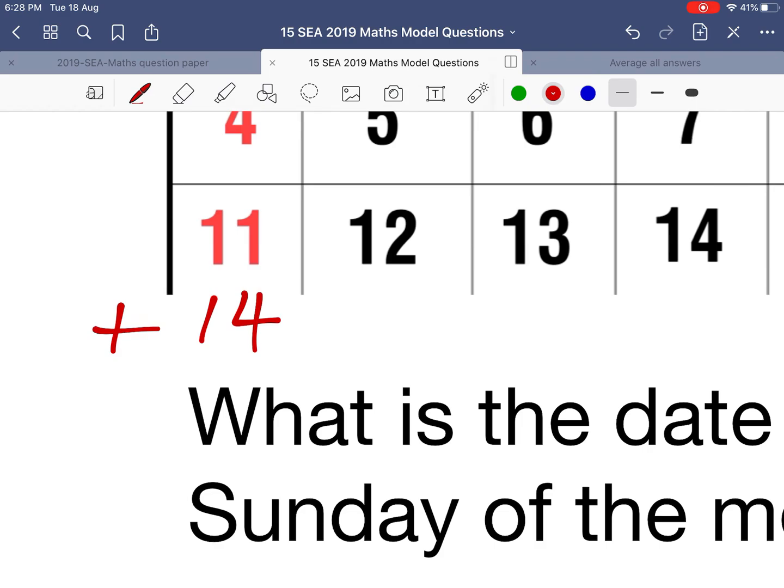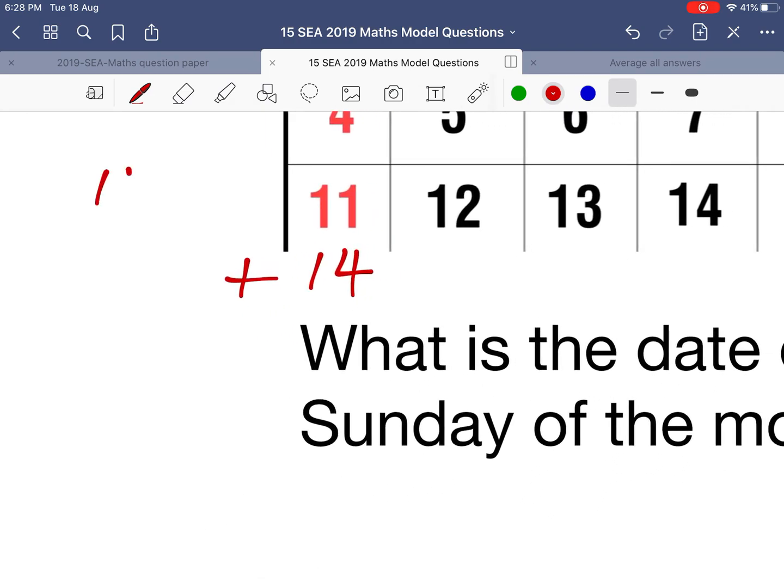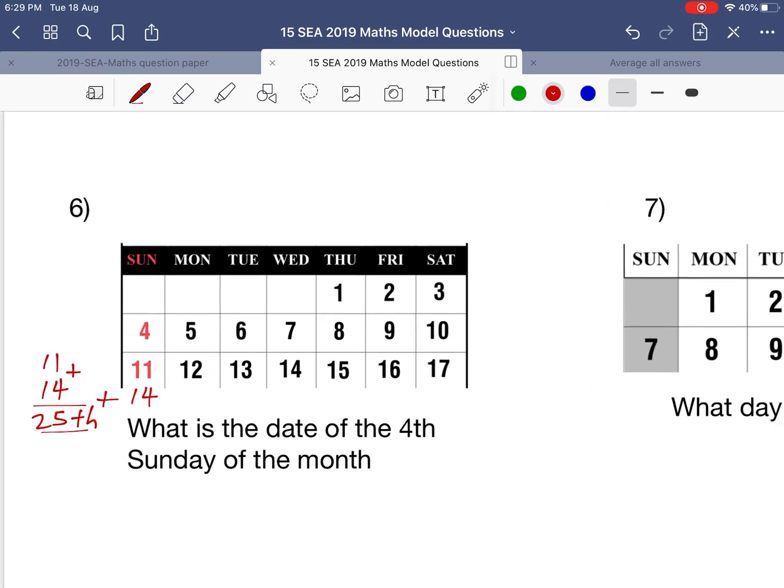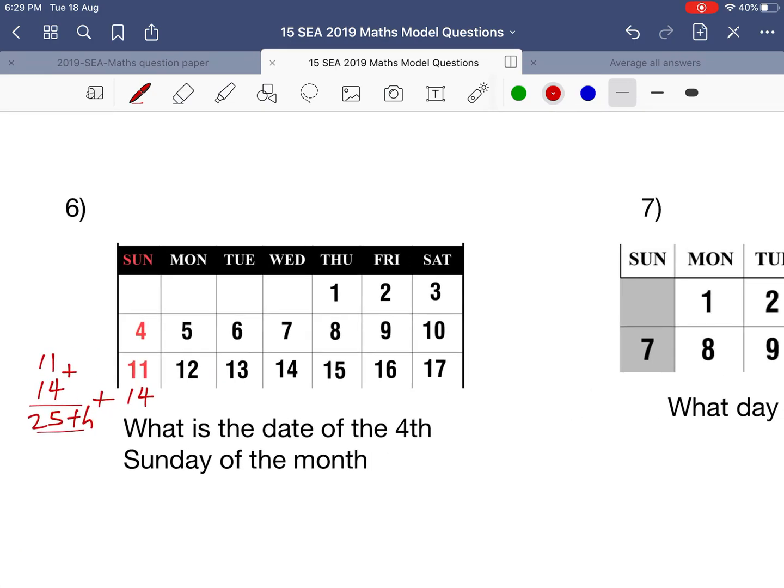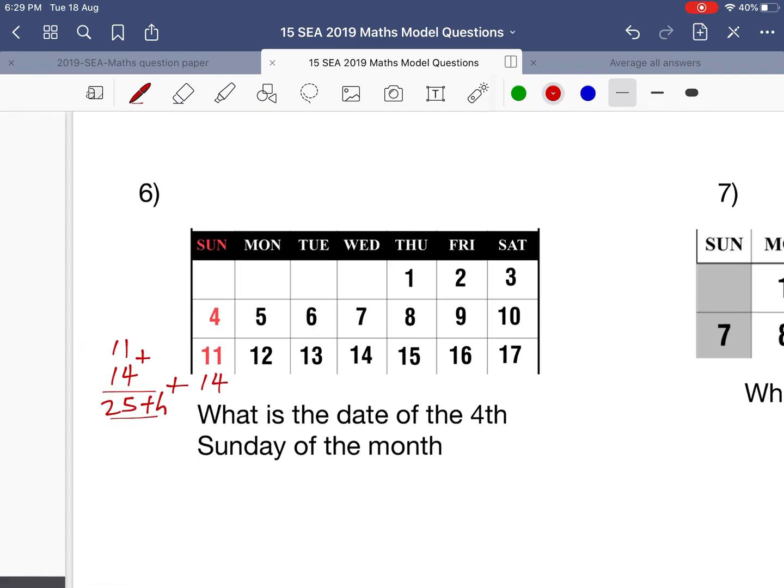4th Sunday. So let's do that. 11 plus 14. That will give us 25, which is the 25th of this month. The month wasn't given.